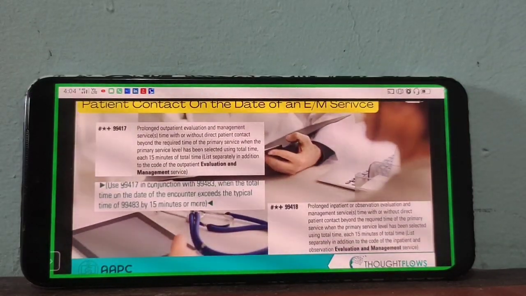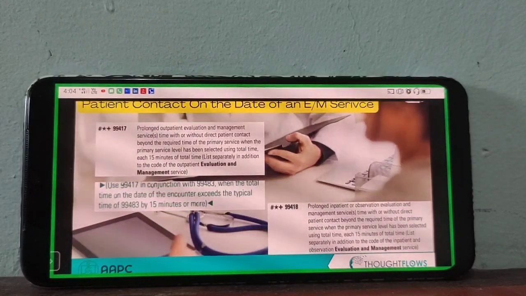So we already discussed 99417 for each additional 15 minutes in OP and 99418 for each additional 15 minutes in IP. 99417 for OP for each additional 15. If a doctor spends extra time for a patient in an IP setting, go for 99418.